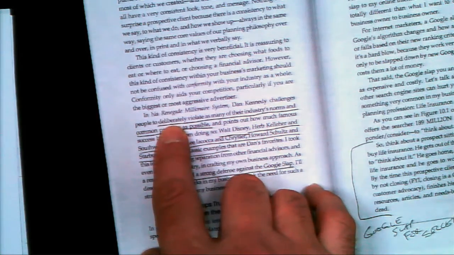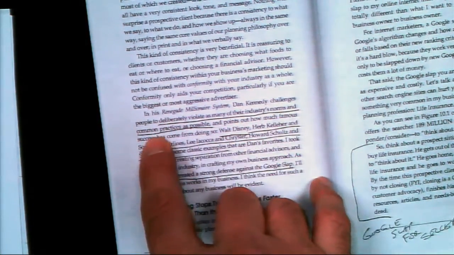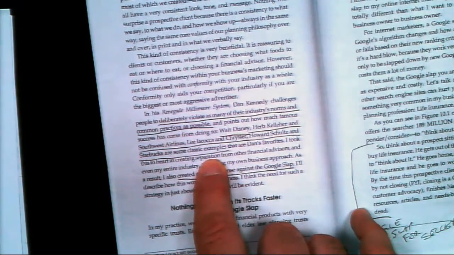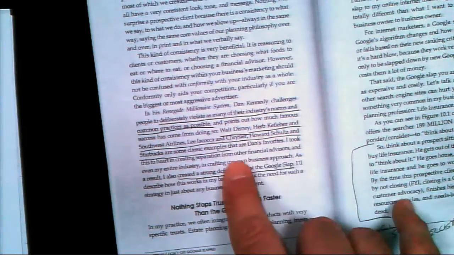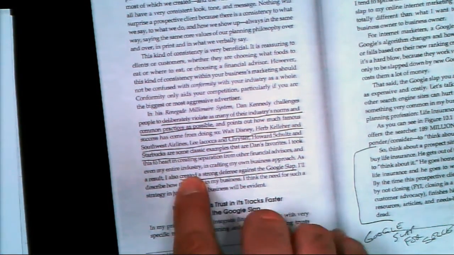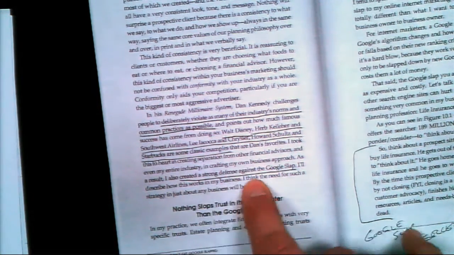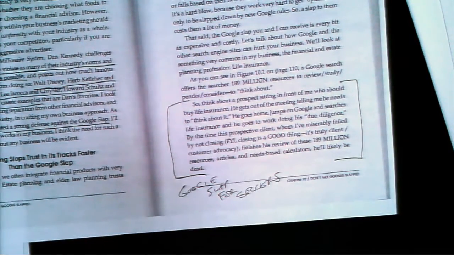You want to deliberately violate as many of the industry norms and common practices as possible. Do things like Walt Disney, Herb Kelleher, Southwest Airlines, Lee Iacocca of Chrysler, Howard Schultz of Starbucks. They're just some of the classics. And this creates a strong defense against the Google slap. Here's how Matt defines the Google slap. So think about a prospect sitting in front of a financial advisor, you, who should buy life insurance.